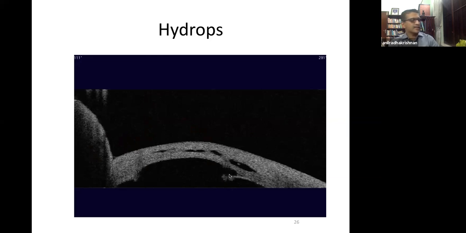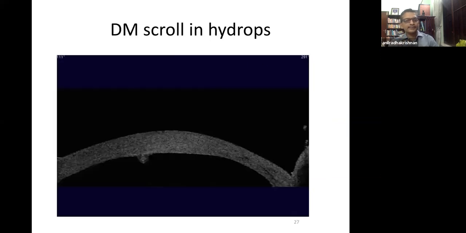This would be much better seen in another device. A swept source OCT would pick this up much better. DM scroll in high drops, another example.